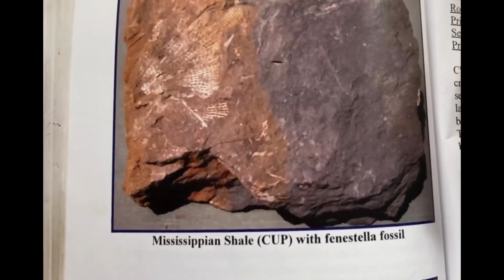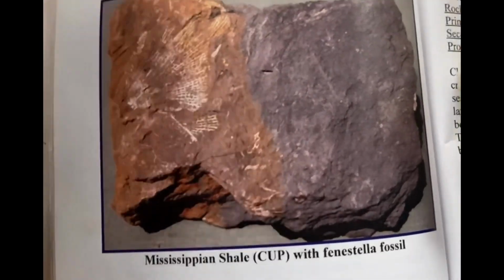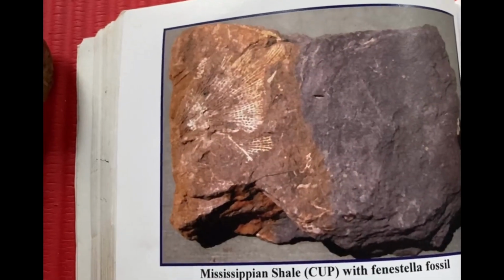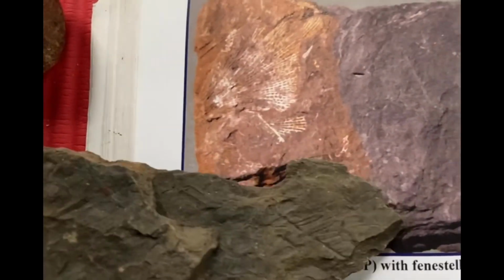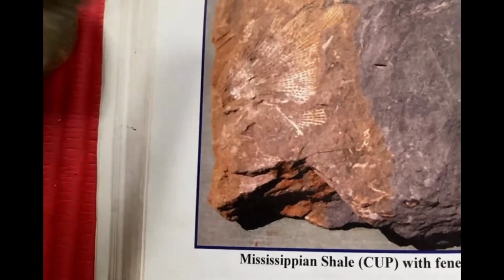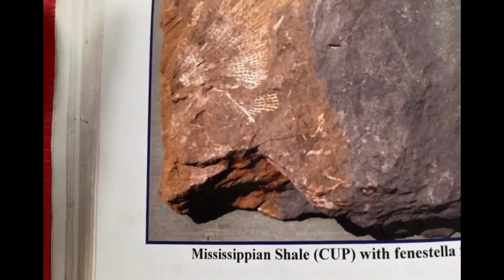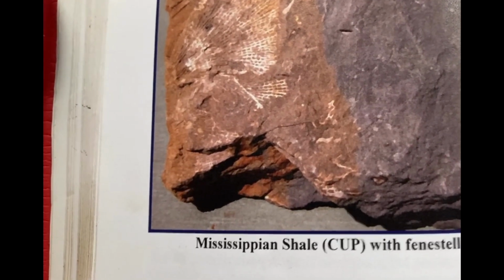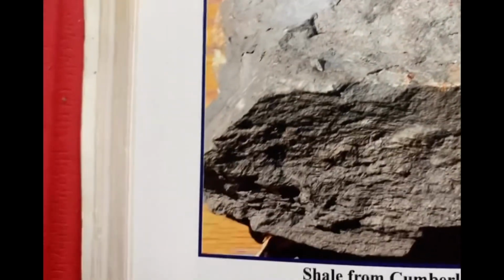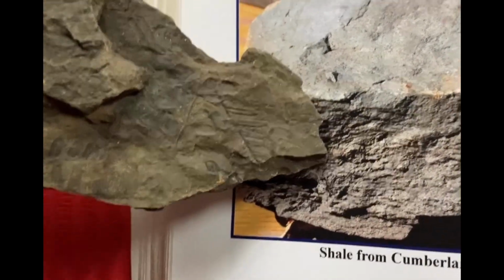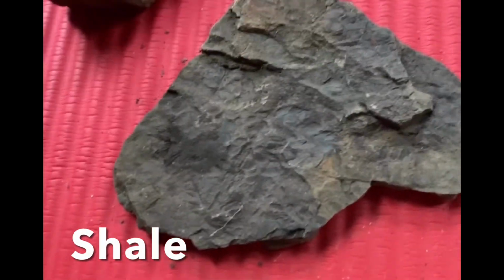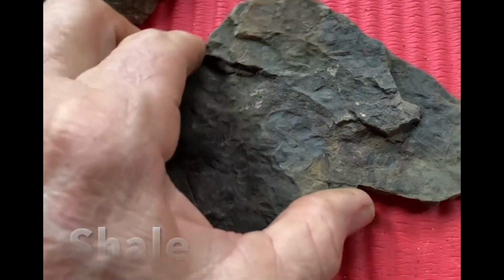I turned in the book to a rock that's about the same color, a lighter gray, but has fossils. See, the book has fossils. And this is Mississippian shale with Fenestella fossil. Down here it says Cumberland Plateau shale. So I'm going to call this shale. Hopefully a sedimentary rock called shale.